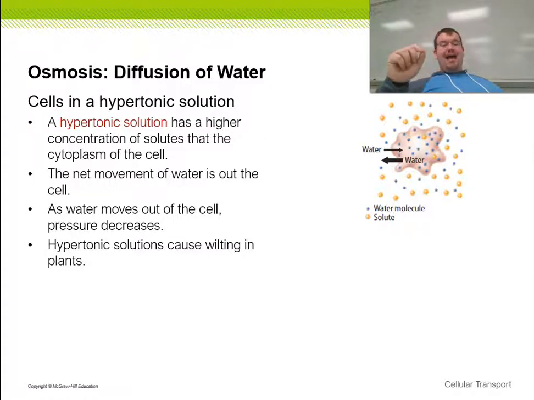As water moves out of the cell, pressure starts to decrease, and hypertonic solutions cause wilting within plants. So if you ever watch a plant and you just see it fall over and wilt and you're like, oh, it's dying, this is what's taking place. The water's having to go somewhere, so to keep it evenly dispersed, it'll push it out of the cell. Okay.